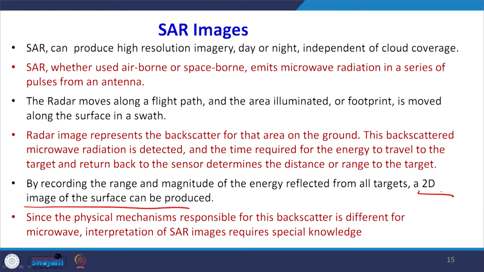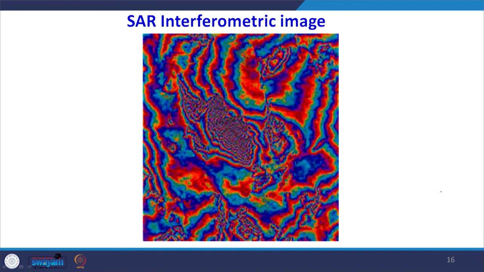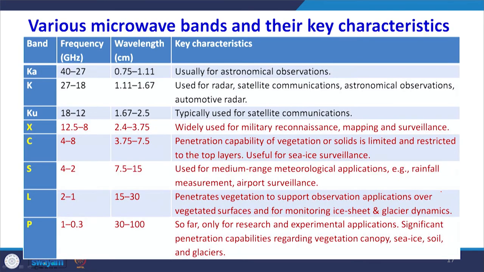That is how the SAR images are recorded, and this is the SAR interferometric image, where with the help of the interferometric diagram we can find out the displacement taking place in any area, maybe due to earthquake activity or some other activity.